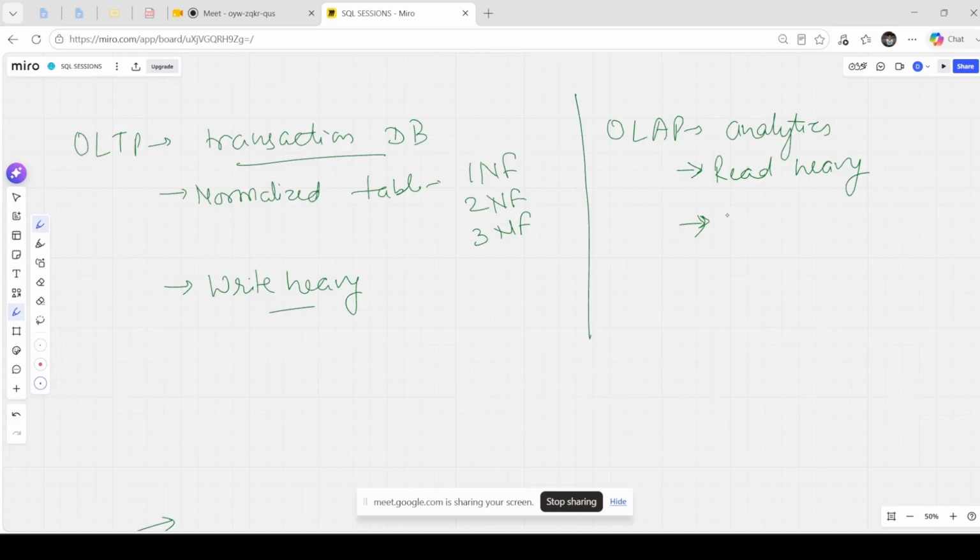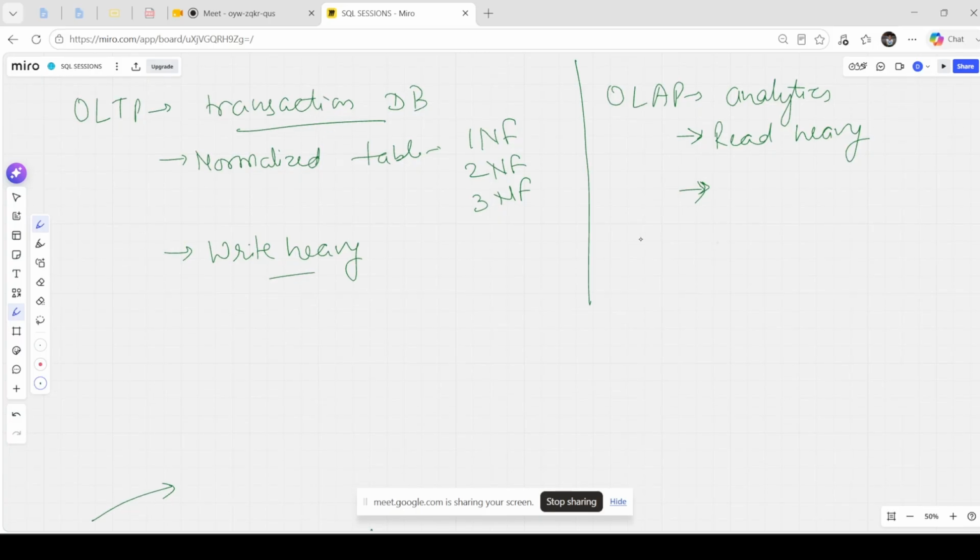Now let's assume you have some information in three different tables. Let's take an example here. You have to find customers who bought, let's say for example, electronics category more, right? So this is your business use case.